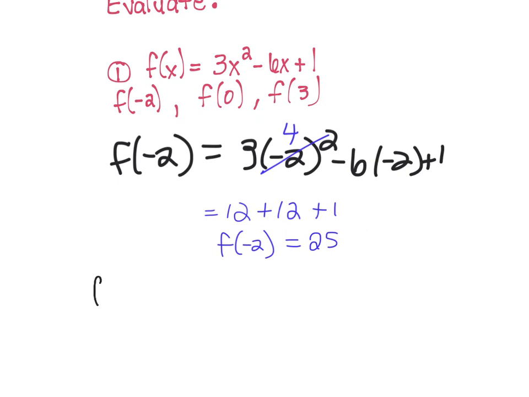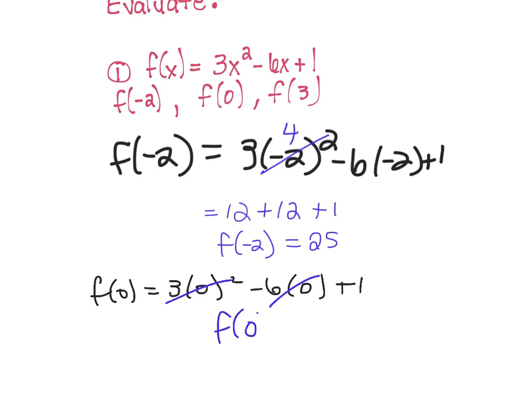0. So same exact problem, but now I'm plugging in 0. So 3 times 0 squared minus 6 times 0 plus 1. Well, this one's super easy. What's 0 squared? 0. Times 3, 0. And what's -6 times 0? 0. So 0 minus 0 plus 1 is? So f of 0. When I plug in 0, what do I get out? 1. I want you to write your answers like that, guys.